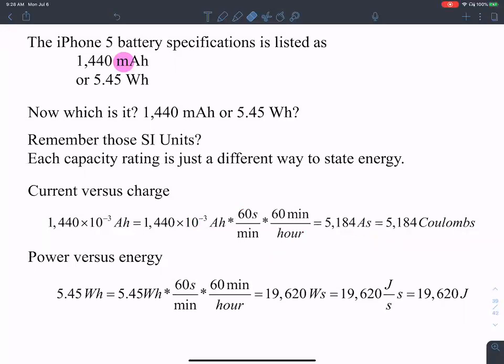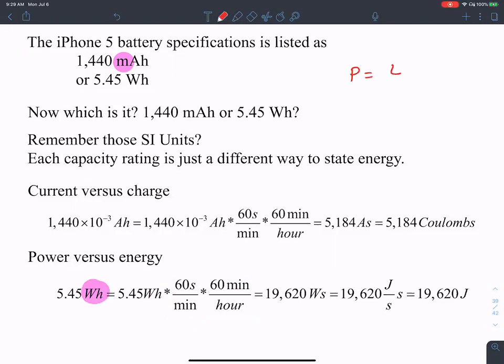Similarly, I can express this 5.45 watt hour in joules. In order to do that, all I'm simply doing is expressing the hours as 60 seconds per minute, 60 minutes per hour. Once I convert these hours into seconds, I have 19,620 watt seconds, which is joules per second times second, which is 19,620 joules. So all I have done is express this watt hour in joules.